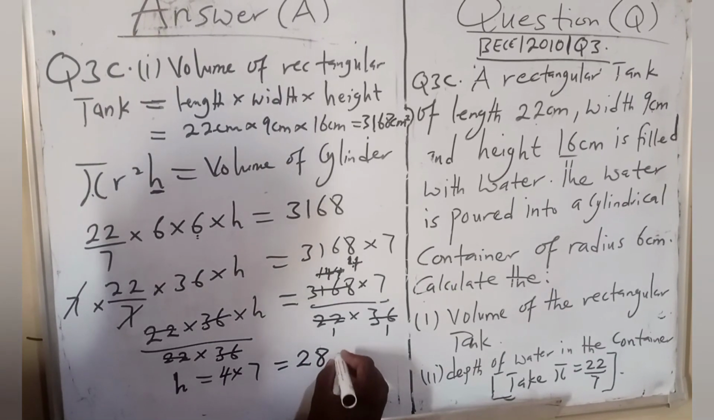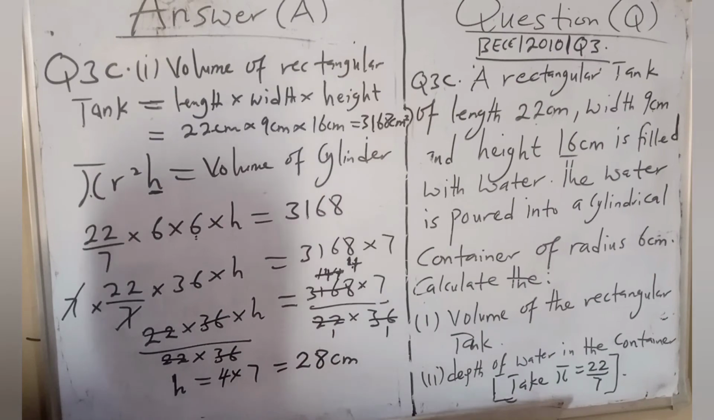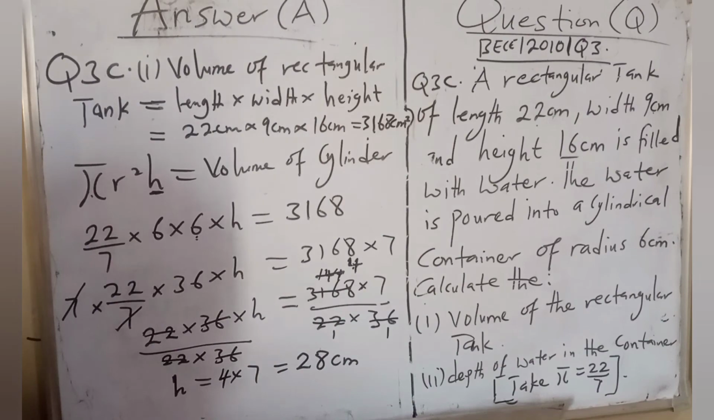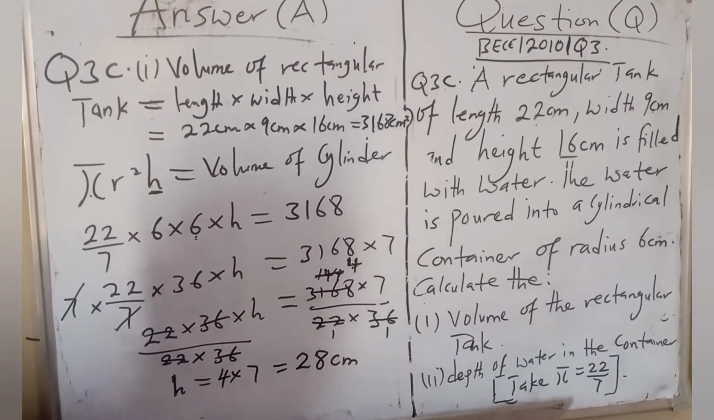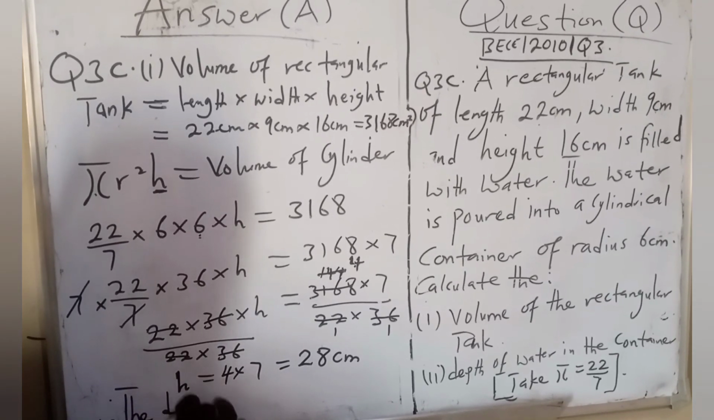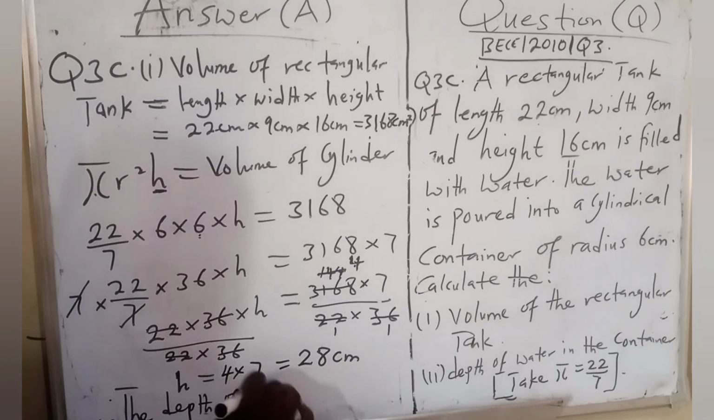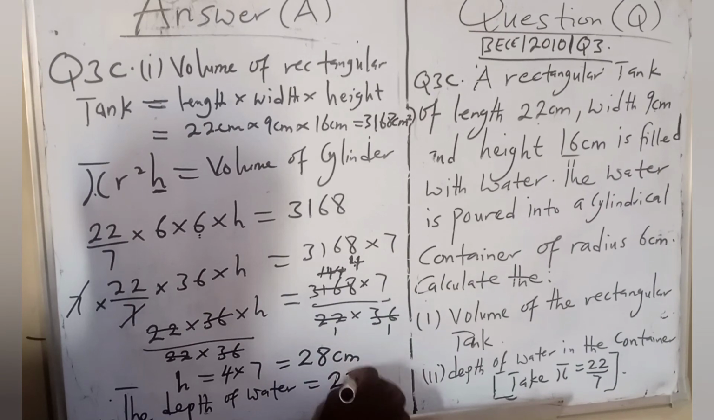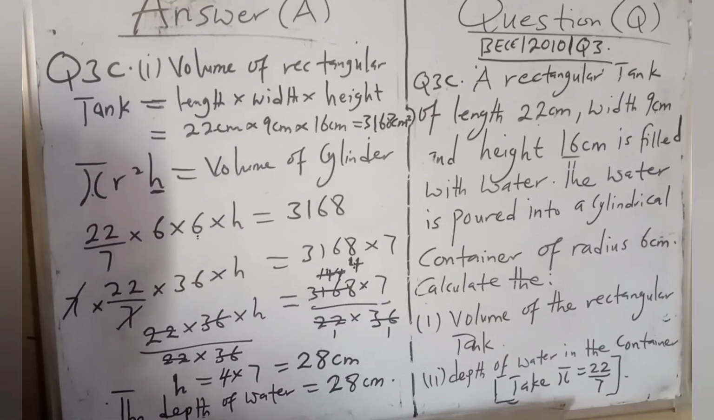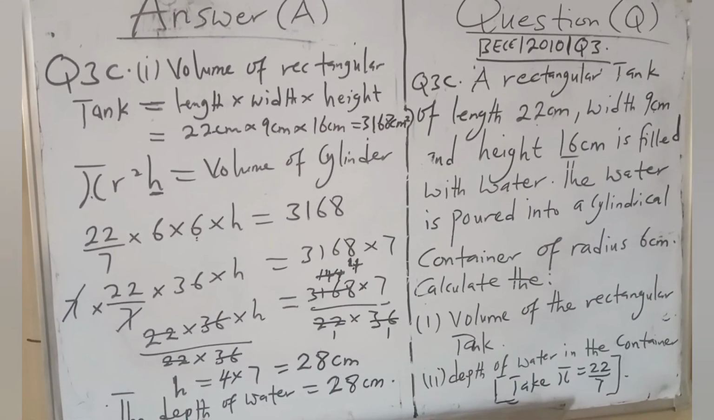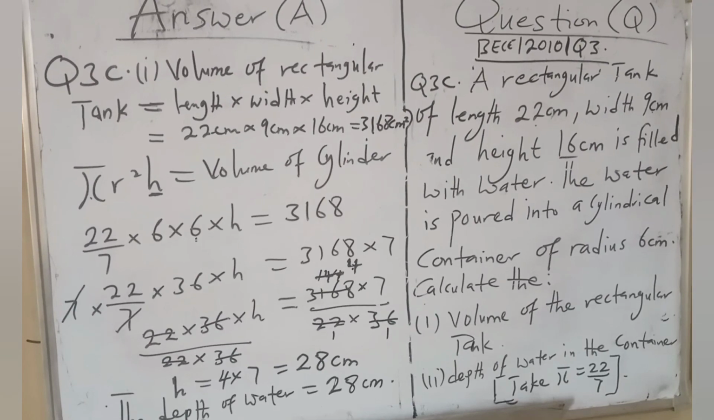4 multiplied by 7 will give us 28. The unit is centimeters. 28 centimeters. So you can therefore conclude that the depth of water in the container will be equal to what? 28 centimeters. Therefore, the depth of water in the container is equal to 28 centimeters. And that brings us to the end of question 3, 2010 EEC past question.